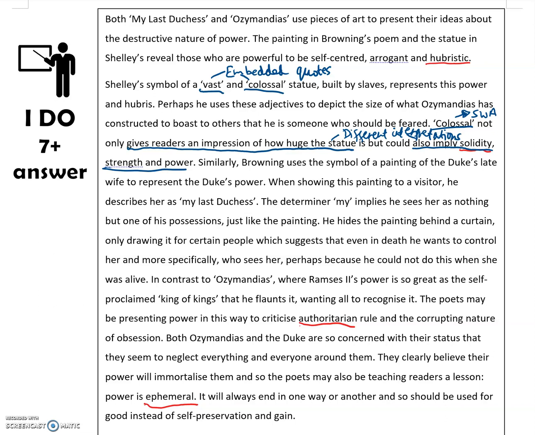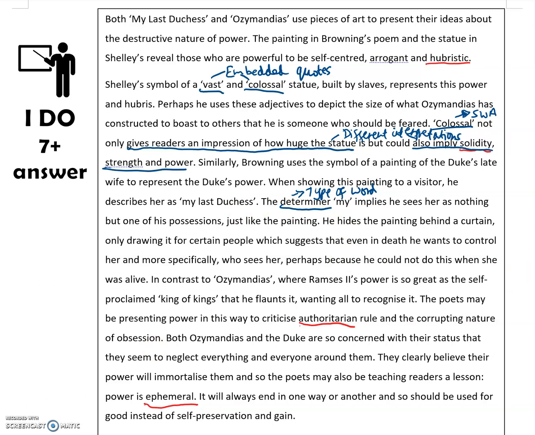And then if we move on to here, so we've got the determiner my. So we're thinking about the type of word here. We're not just saying my implies this, you're telling me what type of word. You could say the possessive pronoun my, the determiner my. You're being very specific and clear in your response.